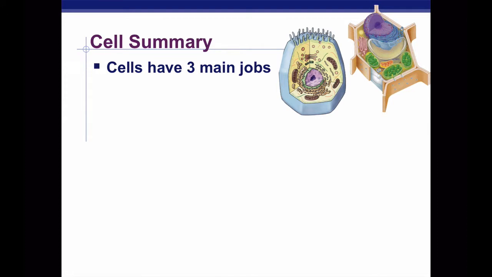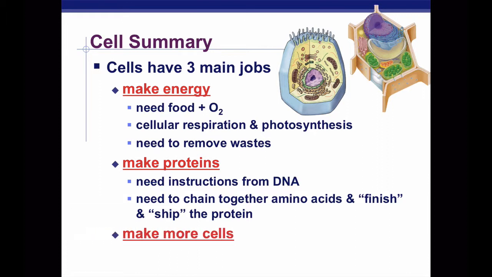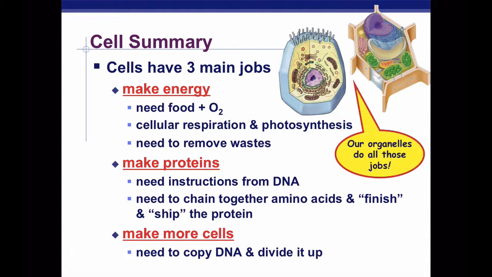And so the cell summary: cells have three main jobs. Make energy, make proteins, and make more cells. So again, to make energy, we need food and oxygen, cellular respiration and photosynthesis, and we need to remove waste. We have to make proteins, which needs instructions from the DNA. That's our blueprint. We need to chain together amino acids and finish and ship the protein. And to make more cells, we need to copy DNA and divide it up. Our organelles do all those jobs.